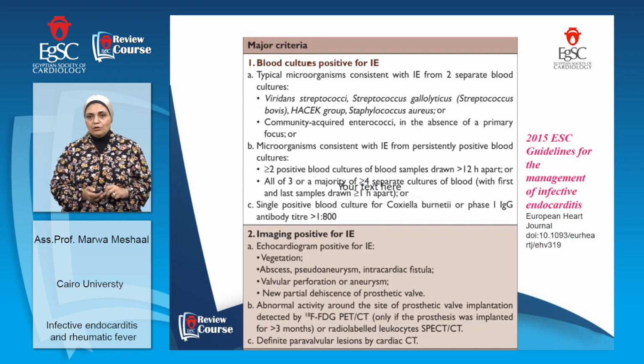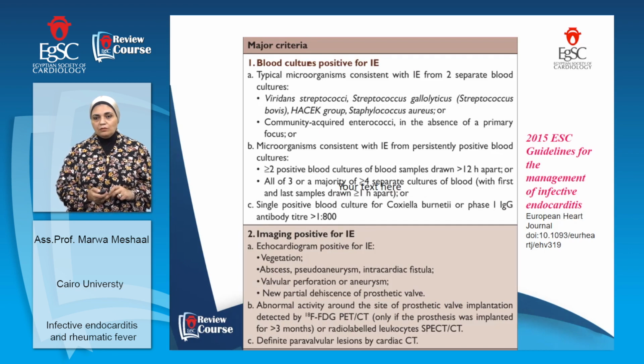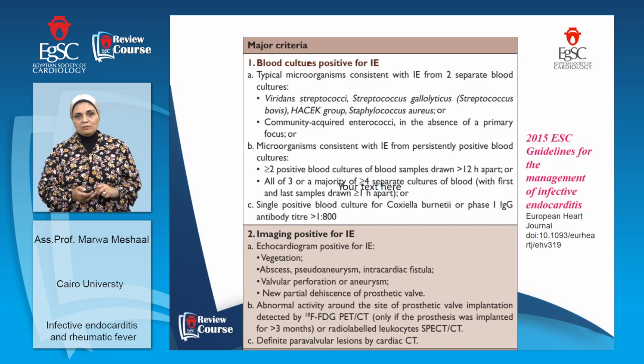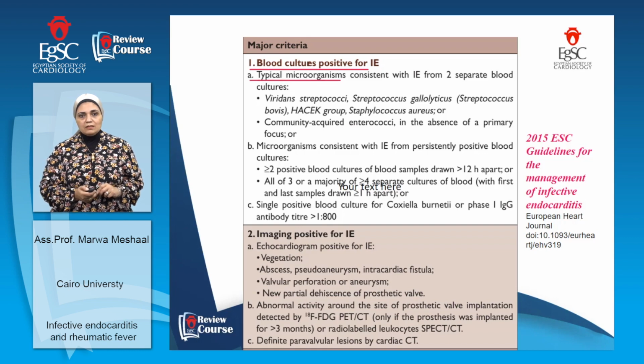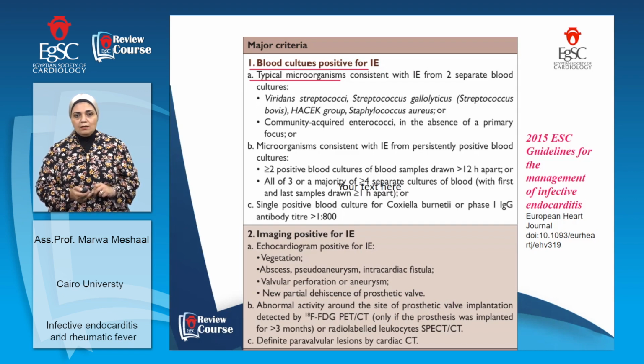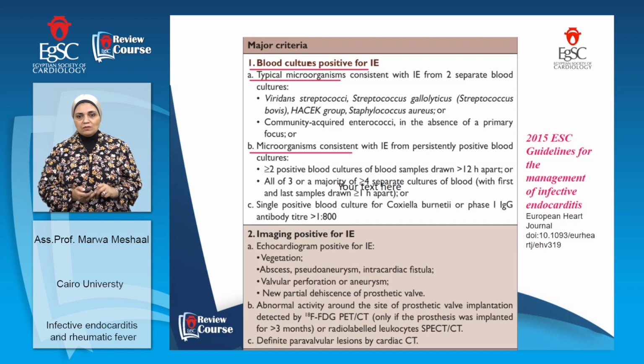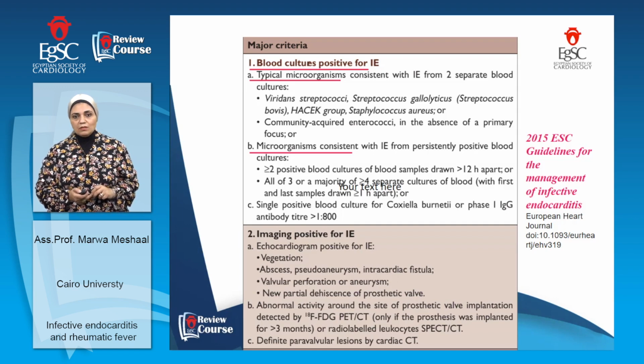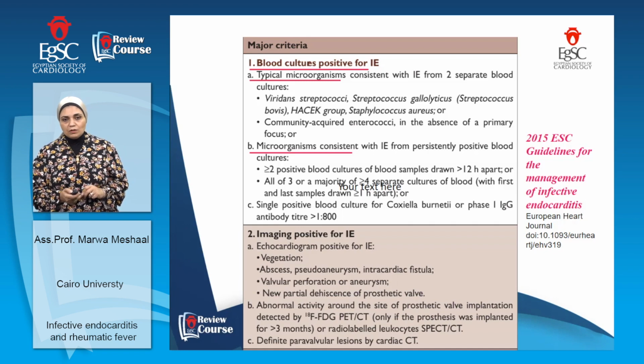According to the European guidelines published in 2015 to diagnose and manage infective endocarditis, you count as major criteria one, blood culture positive for endocarditis. This is typical microorganisms, where you have to isolate the organism from two separate blood cultures, or microorganisms consistent with infective endocarditis, where you have to isolate the organism from persistently positive blood cultures.